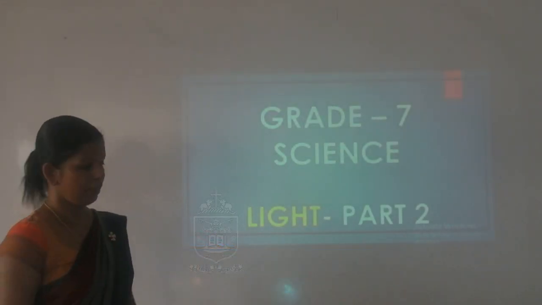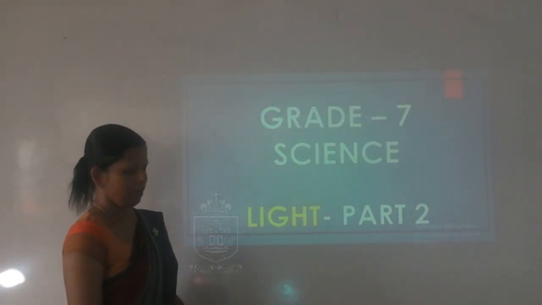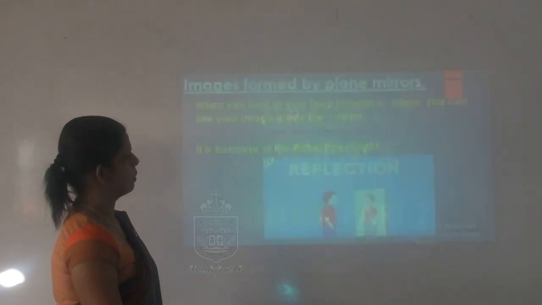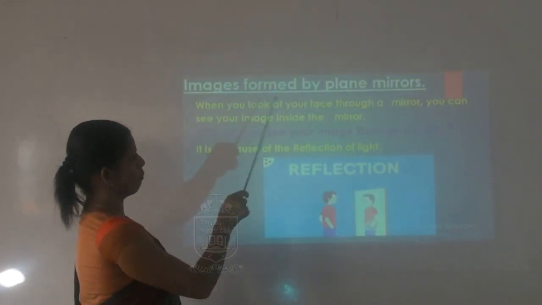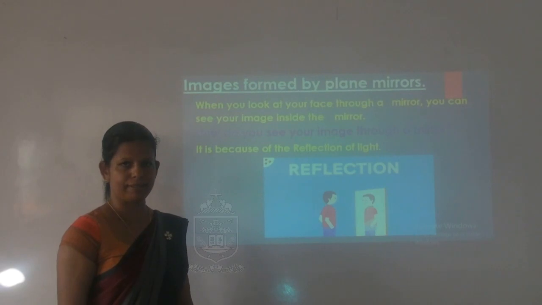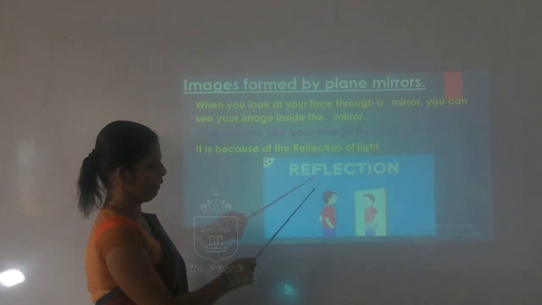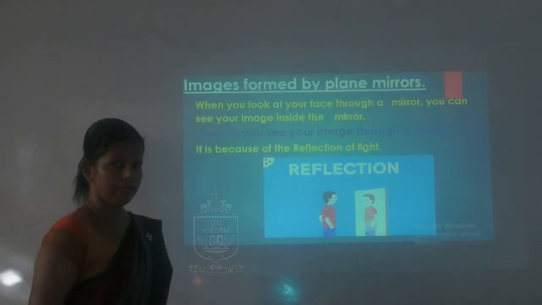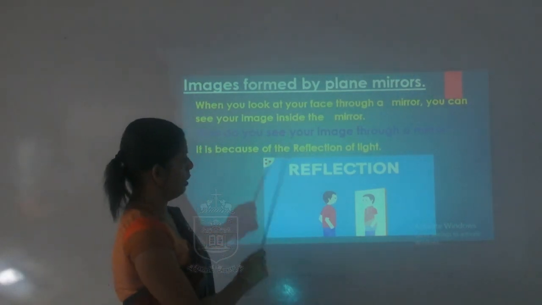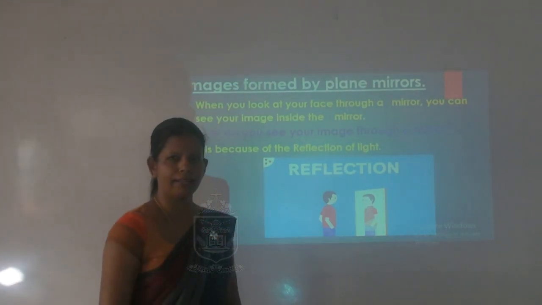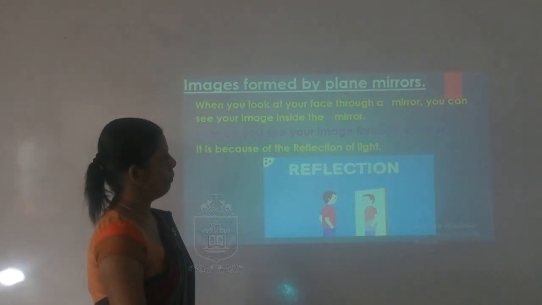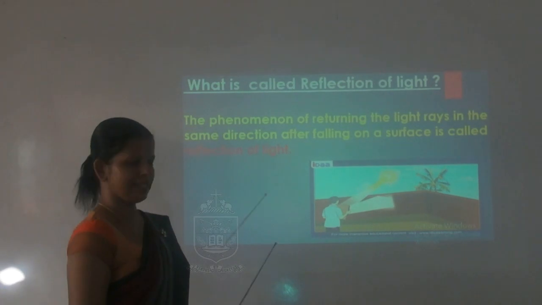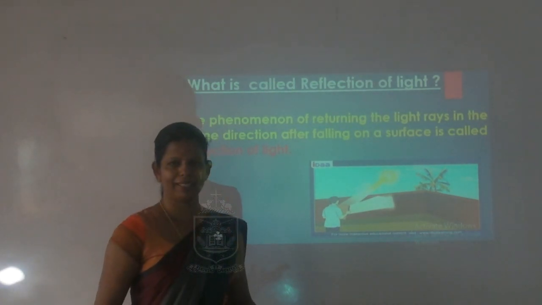Second segment of our lesson, light. We are going to talk today about images formed by plane mirrors. When you are in front of the mirror, you can see your image in the mirror. What is the reason for this? Because of the reflection of light. Now we are going to talk about what reflection of light is.